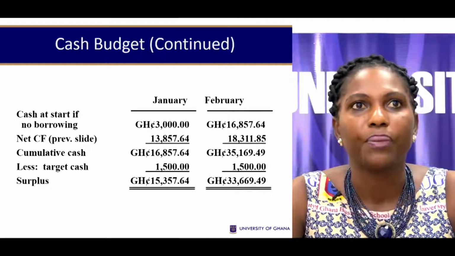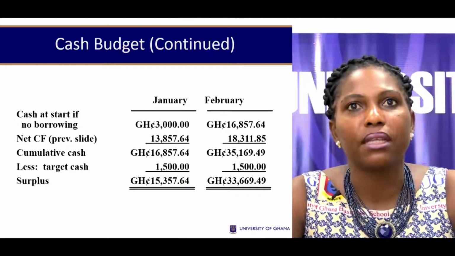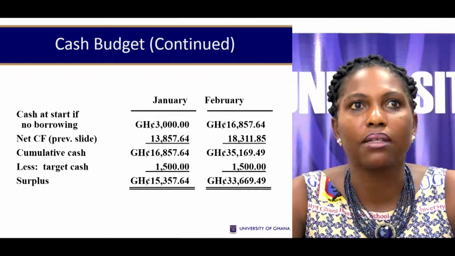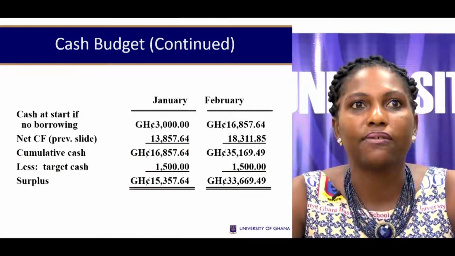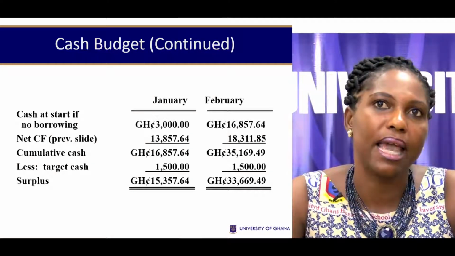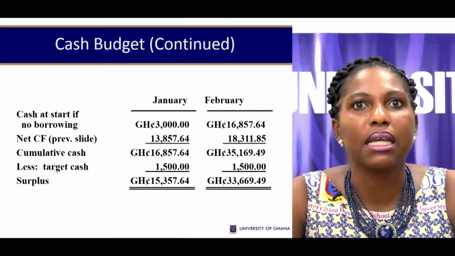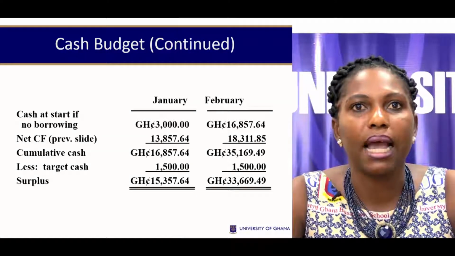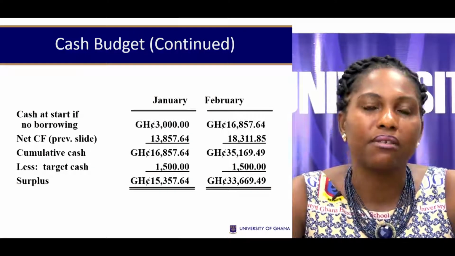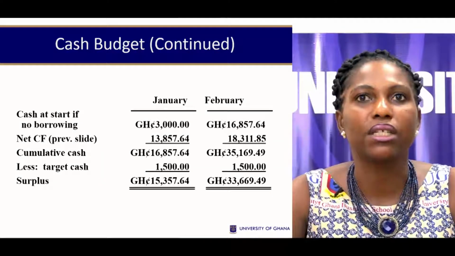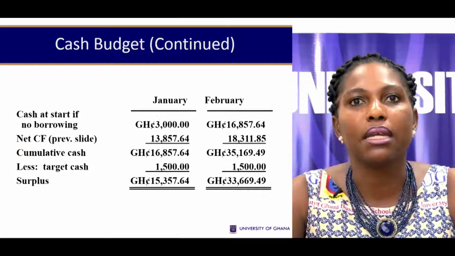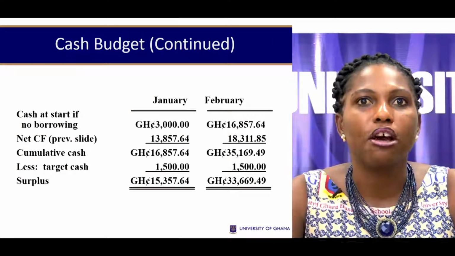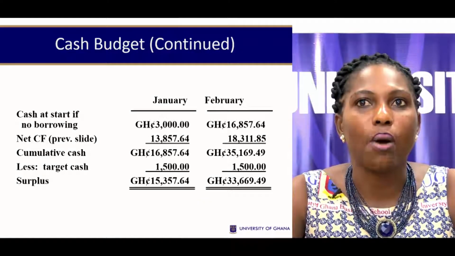18,300 and beyond. Now, the firm starts with a beginning balance of 3,000. When it brings in the net cash flow, it means its cumulative cash balance at the end of January is approximately 16,857. However, its typical target cash balance is 1,500 because, based on whatever estimations, it presupposes that it would only need 1,500 to be in operation. Then it means it has a surplus of 15,000 to put away.